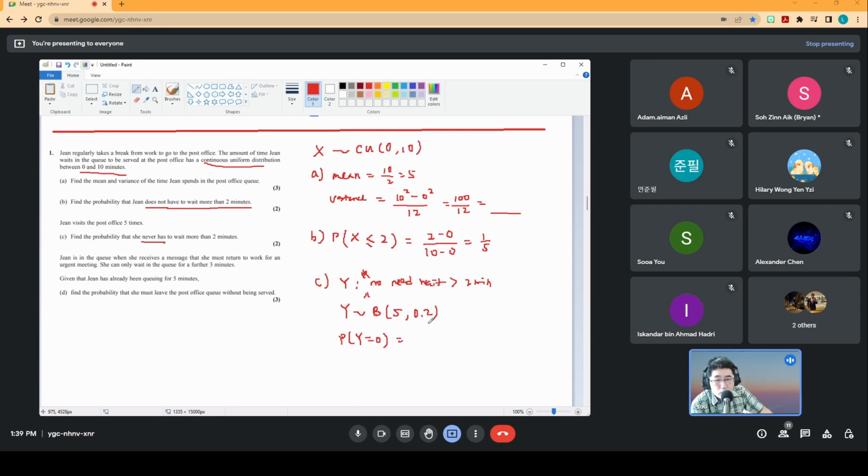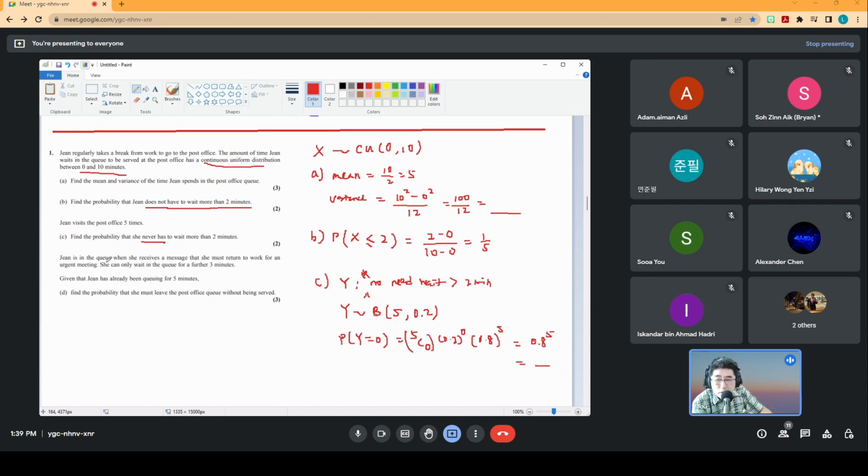So she never has to wait more than 2. Never has to wait more than 2 means she does not have to wait more than 2 any time, so this is 0, correct? So you have 5 choose 0, 0.2 to the power 0, 0.8 to the power 5. So the answer is 0.8 to the power 5. Simplify if you need to.